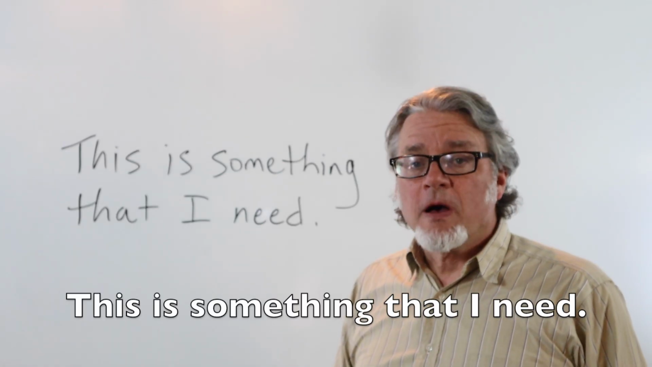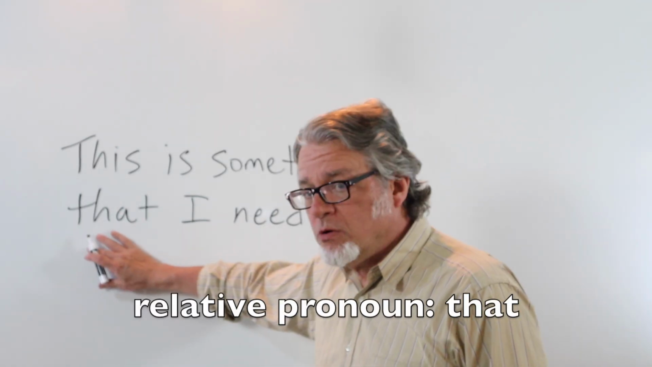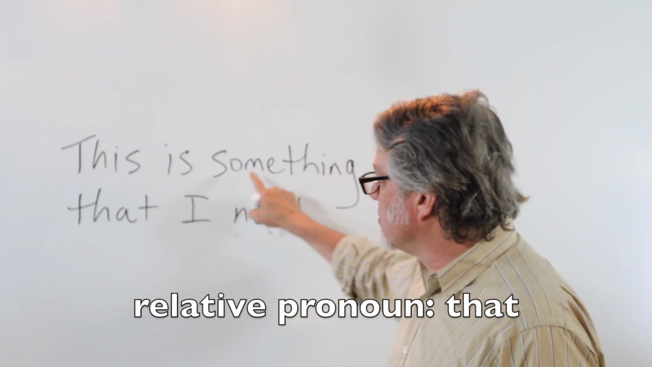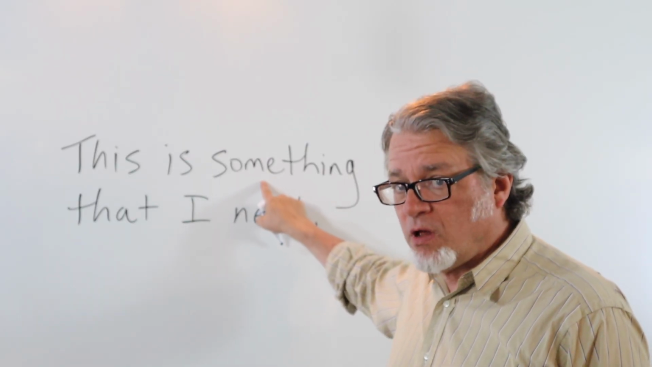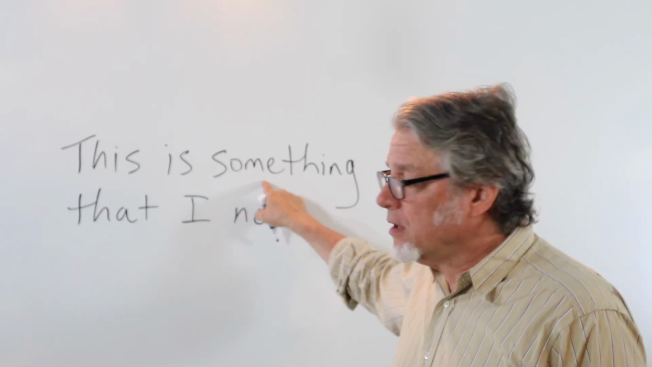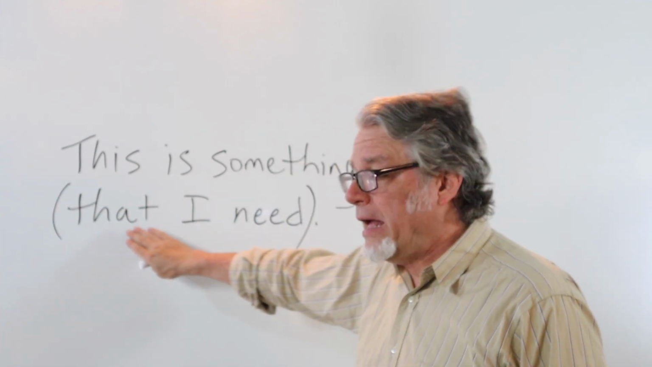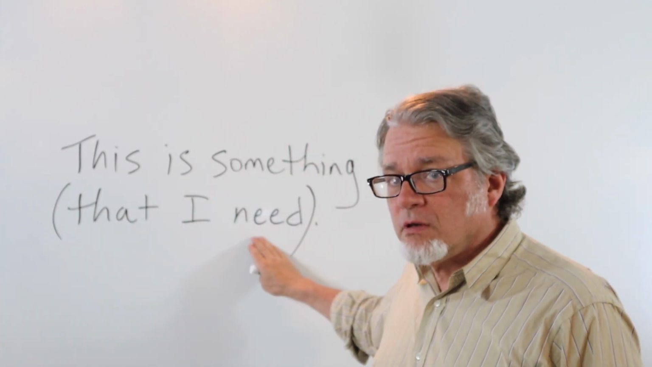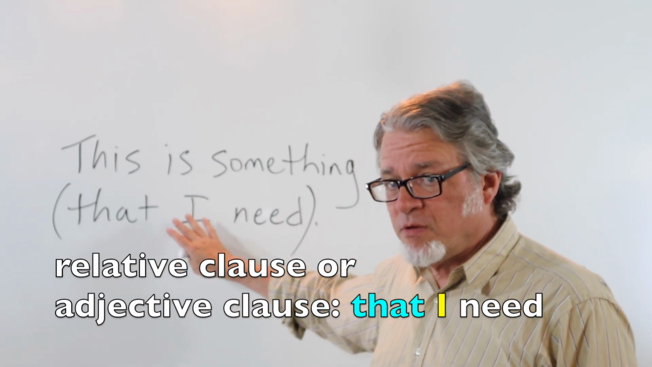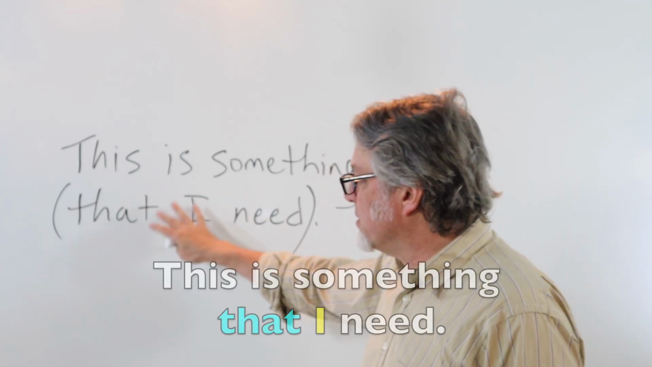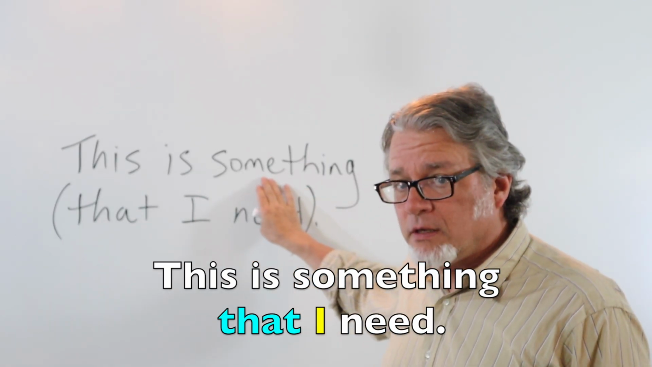This is something that I need. Here's the relative pronoun that. It's used for this word, something, which is also a pronoun. Here is the adjective clause, or you can refer to this as a relative clause. It doesn't really matter. All of this provides information about something.